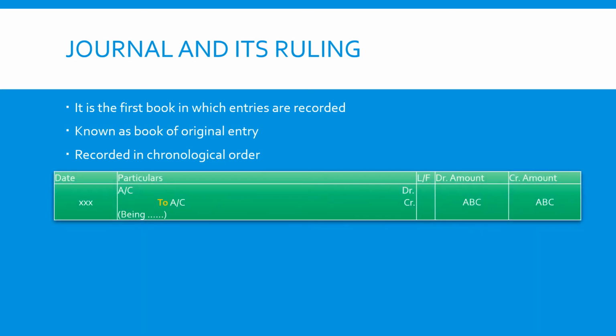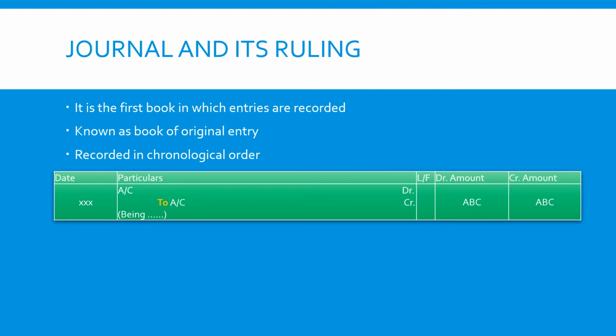Yes. Here I've tried to show you a very brief example of the format. As I said, the first column represents the date, which relates to the third point, recorded in chronological order. So you need to mention the date here. Then the particulars, then LF, then amount, and then amount. The first amount is your debit amount, the second amount is your credit amount.